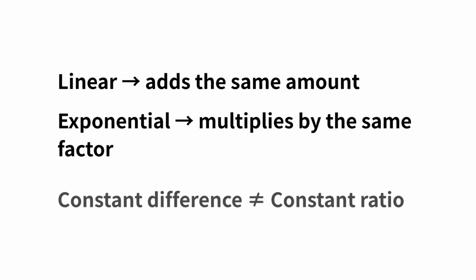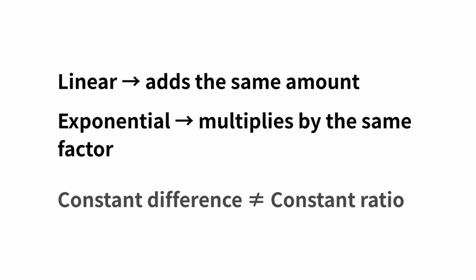Now let's clarify the difference. A linear relationship adds the same amount each step. If x increases by 1, y increases by a fixed number. The difference stays constant. That produces a straight line. But exponential relationships do something different. They do not add, they multiply. Each step changes by the same factor, not the same amount.